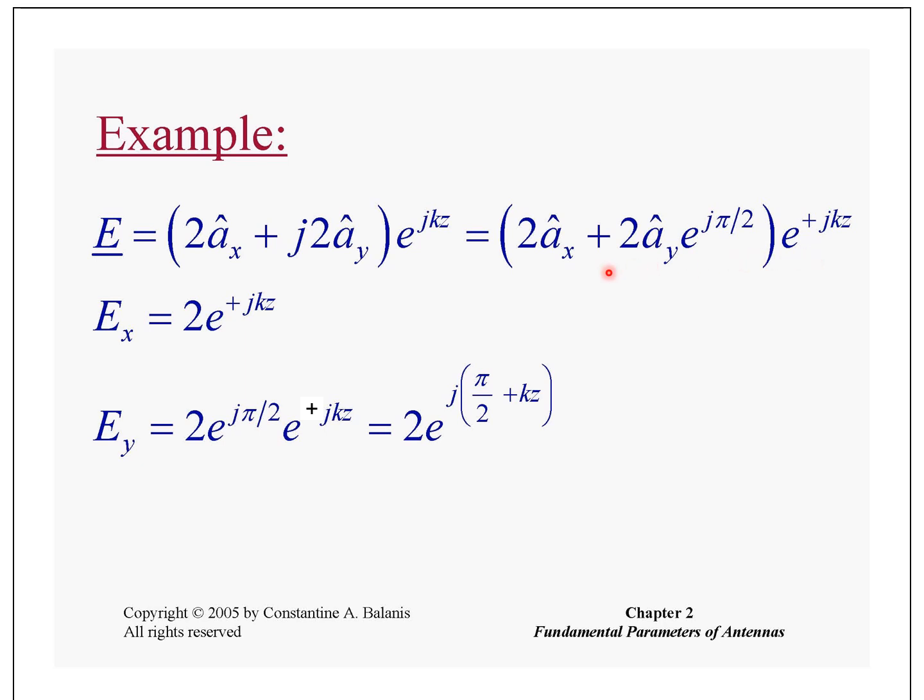Now here we can see that the x component of the electric field can be deduced from this equation. So Ex is equal to 2 e^(jkz), and Ey, the y component, is equal to 2 e^(jπ/2) e^(jkz). We can combine the j terms, so it will become e^(j(π/2 + kz)).